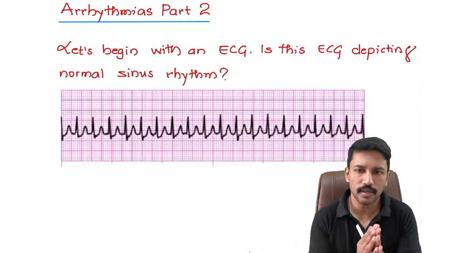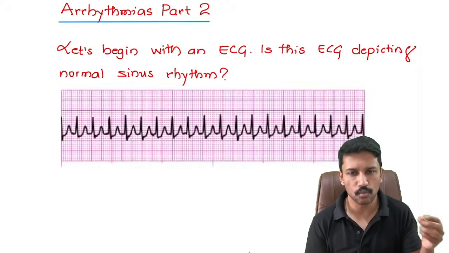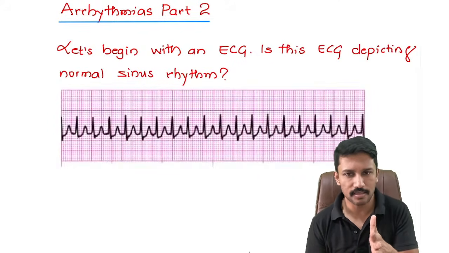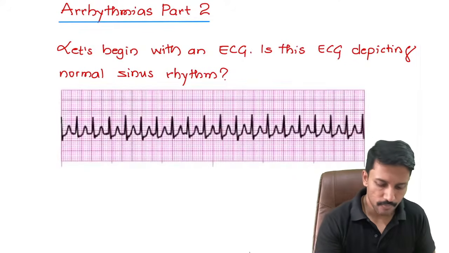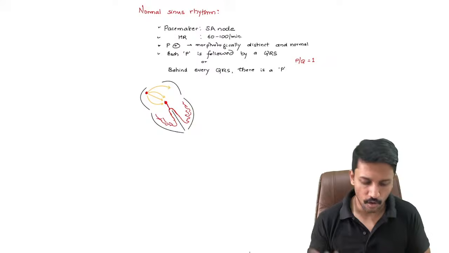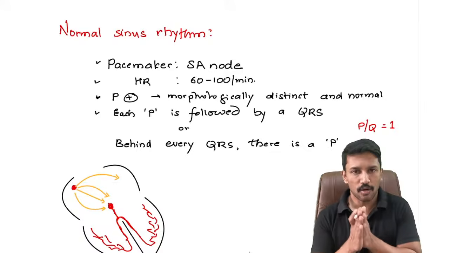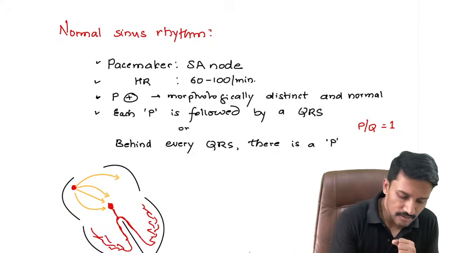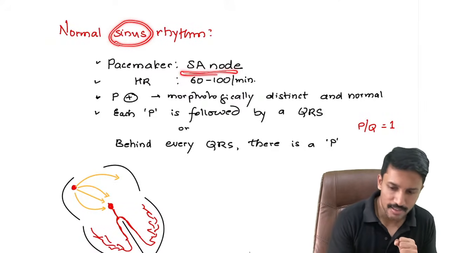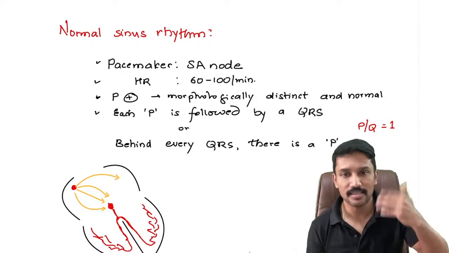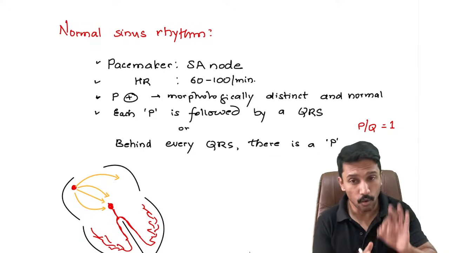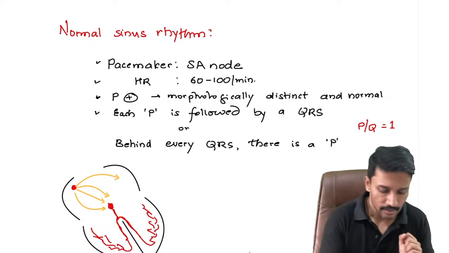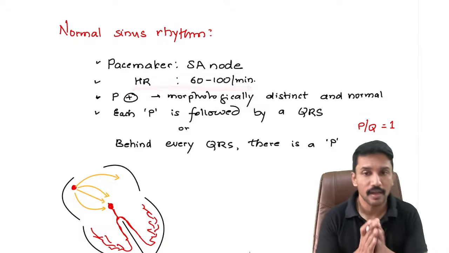Now, to be able to do that, it is better that we go back to the definition of normal sinus rhythm and then come back to the topic. So let me take you through what we call normal sinus rhythm. Normal sinus rhythm is a rhythm for which the pacemaker is the SA node. That's why we're calling it sinus rhythm. Plus, I'm adding a term normal behind it. To add normal behind it, I need the heart rate to be 60 to 100.